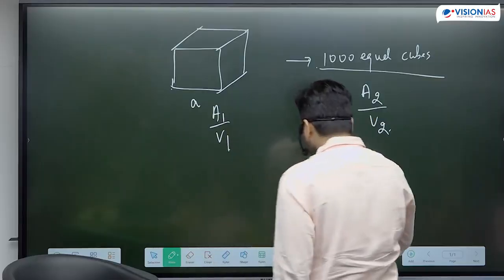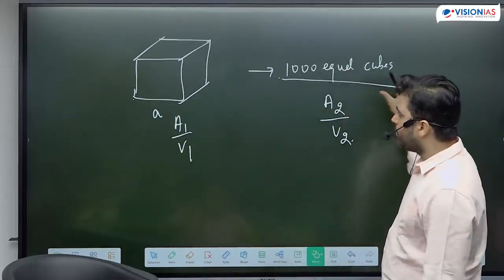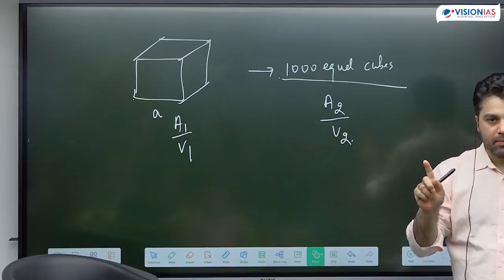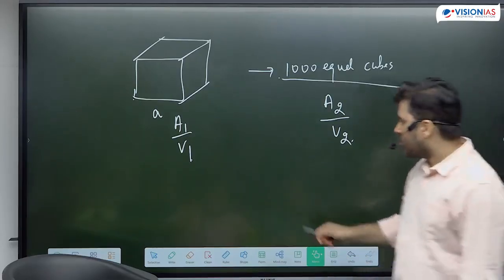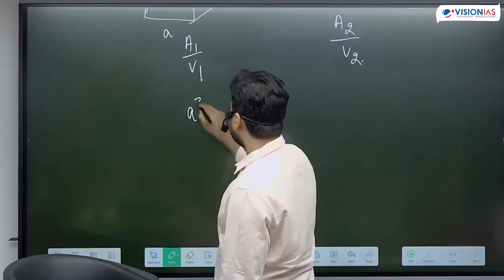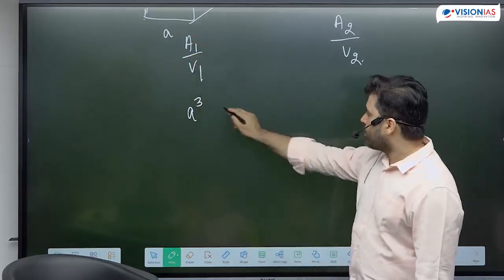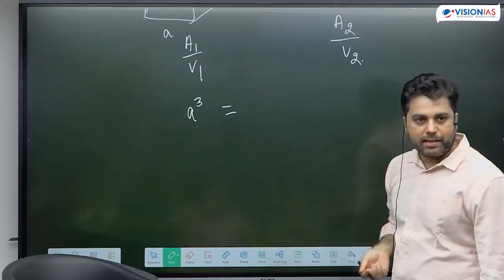We can do this calculation. If I divide this larger cube into smaller cubes, one thing which will not change is volume. Nothing can happen to volume. Volume will remain the same. So I know that the volume of this cube, A is its side, the volume will be A cube. I do not know the side of this smaller cube. Let's assume that it is x.